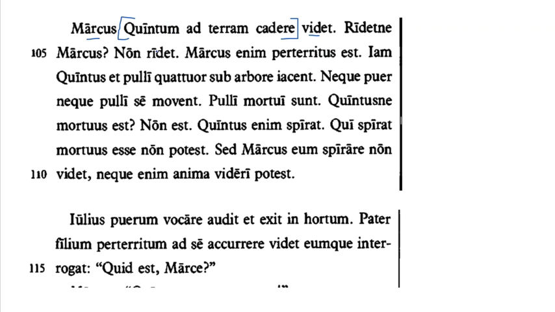All right. If you go down a few more lines here, sed Marcus eum spirare non videt. So notice right here, Marcus non videt, verb of perception, and then you have an accusative infinitive construction, eum spirare, right? Marcus does not see eum spirare, him breathe, or that he is breathing, and that's all you have to do. It's really not that complicated.